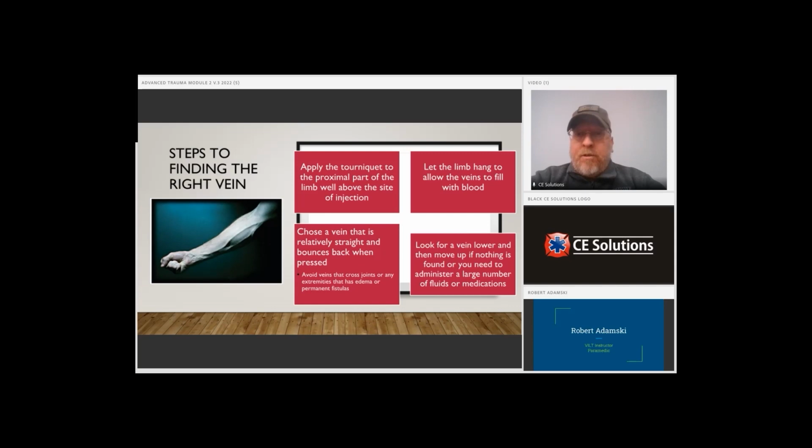In critical life-threatening situations, as long as your protocols allow it, you can even use the external jugular vein. Typically for our trauma patients, you want to use a large vein, so you can use the antecubital veins near the elbow. And remember, if it's a medical patient and you don't need the large bore IVs, you can use any vein in the upper extremity.